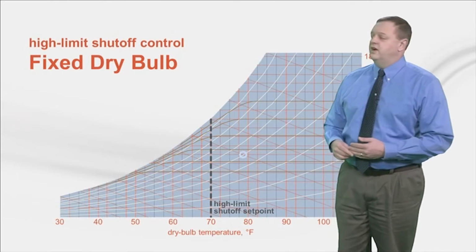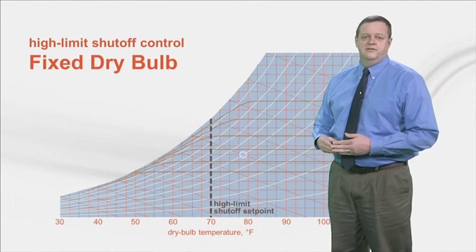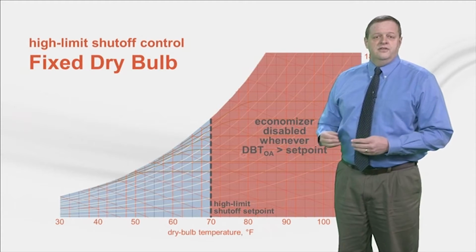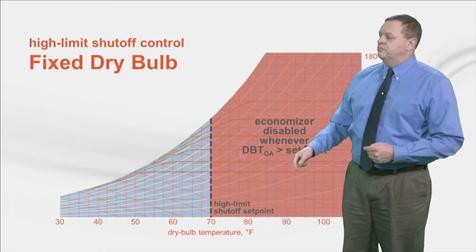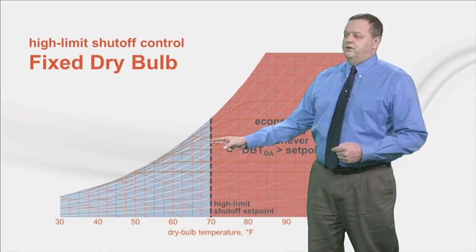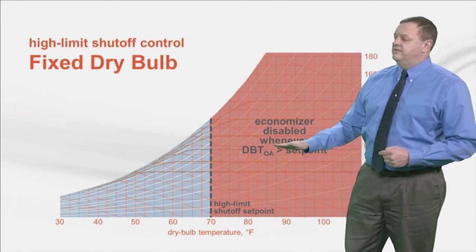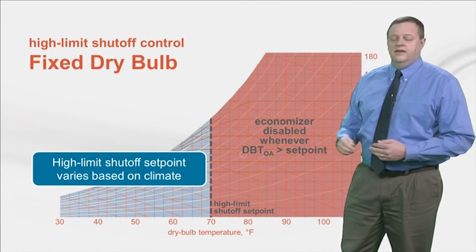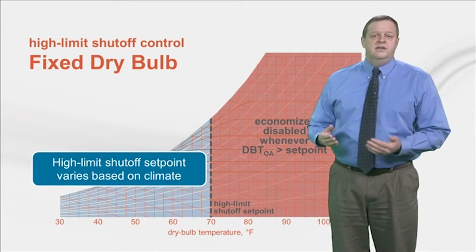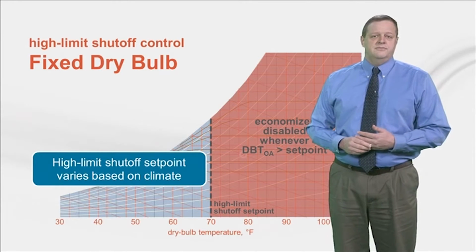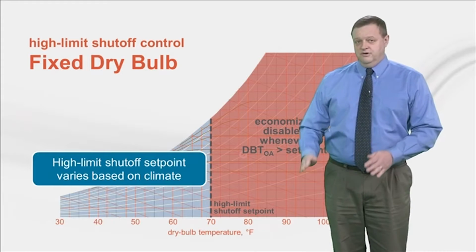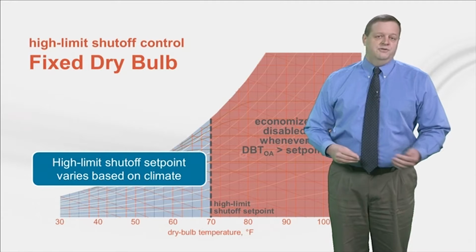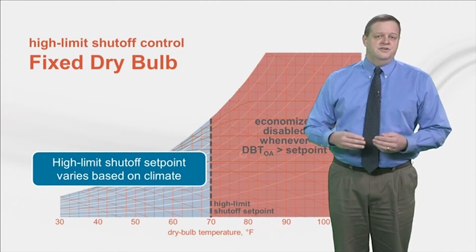This first one is a fixed dry bulb control strategy, which I showed in my previous chart. A sensor is used to measure the dry bulb temperature of the outdoor air. The controller then compares this temperature to a predetermined high limit shutoff set point. And the economizer is disabled whenever the outdoor temperature is above this limit. Now, the best choice for this set point really varies based on climate. For more humid climates, a lower set point is often desired to avoid bringing in too much humid outdoor air, while for drier climates, a higher set point results in more energy savings.